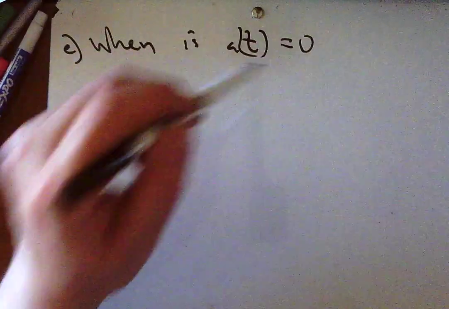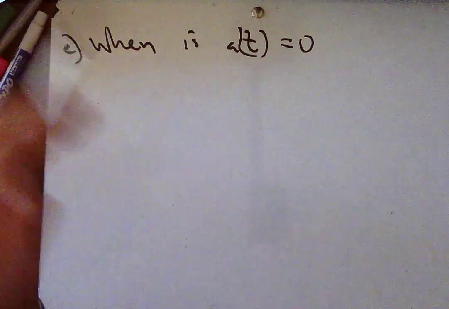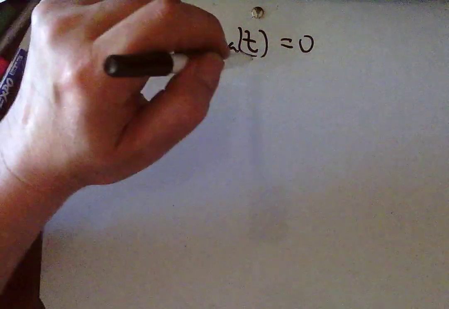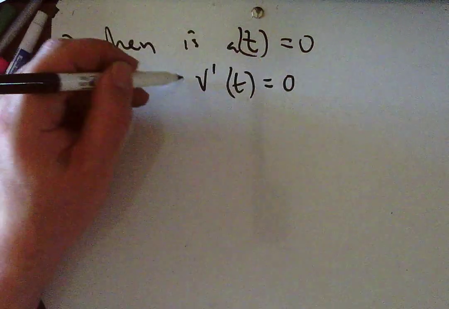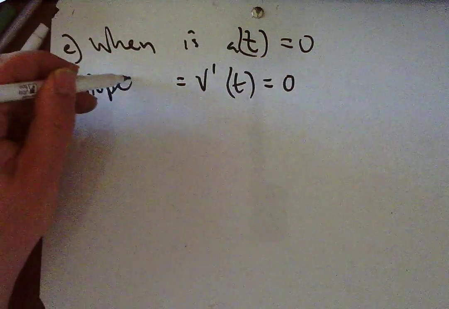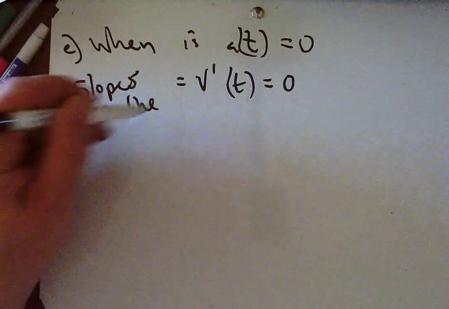Okay, same situation, but now we're asking the question in part E, when is A of t equal to 0? We want to know when A of t equals 0. Well, remember that A of t is the same as V prime of t, or the slopes on the given graph.